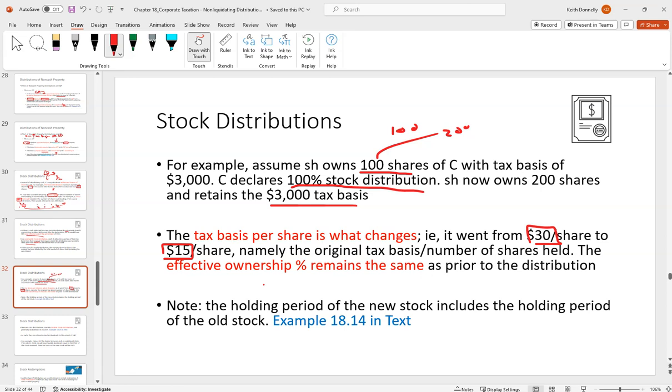And then it says, note the holding period of the new stock. The additional 100 shares you got is going to include the holding period of the old stock. So it's not like you have to start anew there.